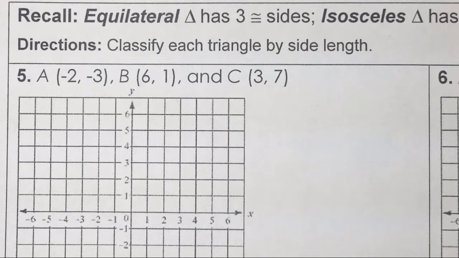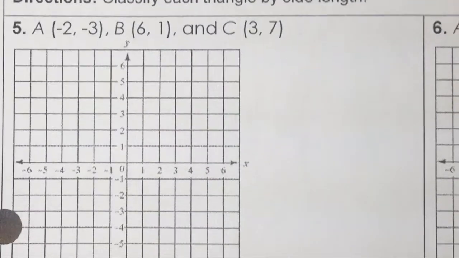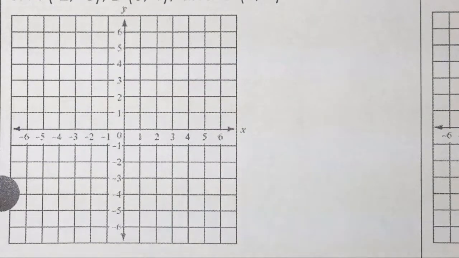All right. Down here at the bottom, classify triangles by their sides. Recall, equilateral triangles have 3 congruent sides. Isosceles have 2 congruent sides. Scalene have no congruent sides. Classify each triangle by the side lengths. We've done this before already, too. This ain't nothing new.